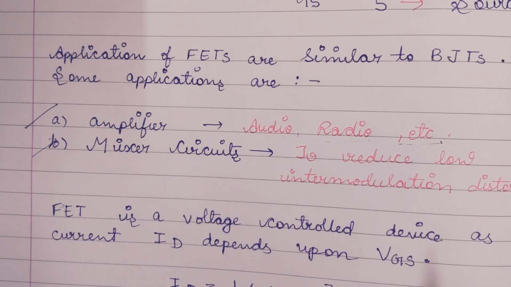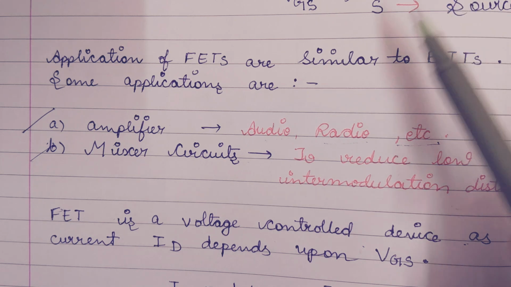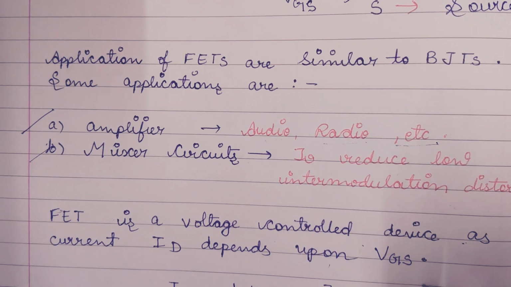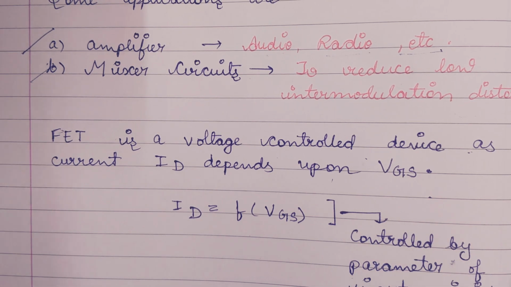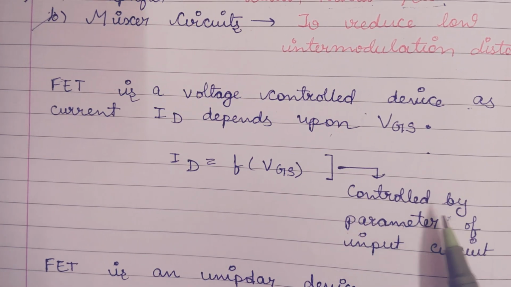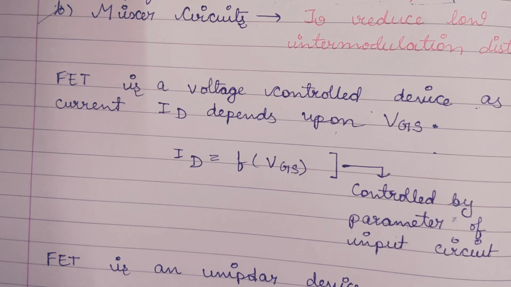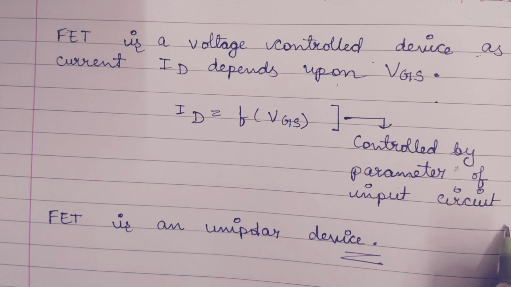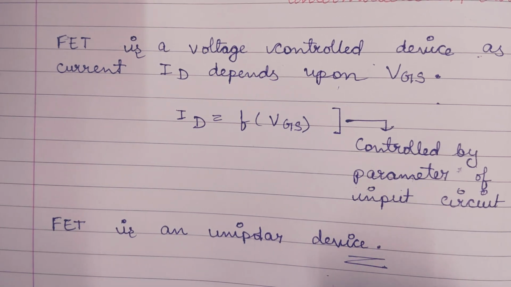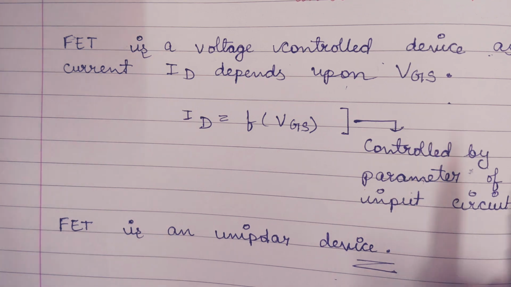FETs are a voltage control device, as the current ID we have seen above depends upon the voltage VGS. Thus ID is a function of VGS and can be said to be controlled by a parameter of the input circuit. FET is a unipolar device because it depends solely on either the electrons or the holes present.